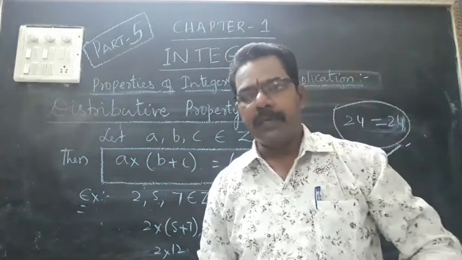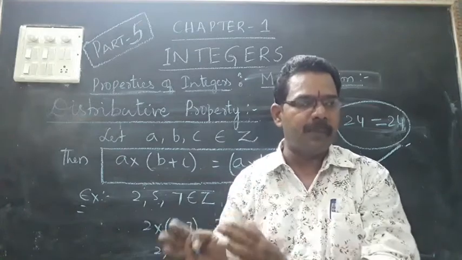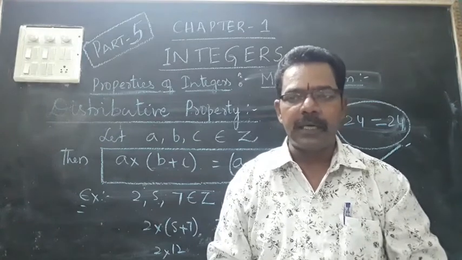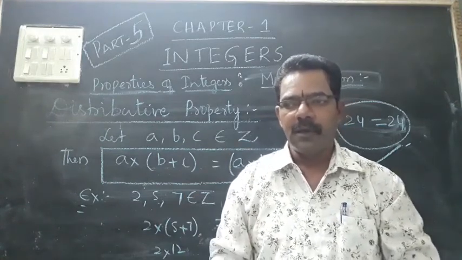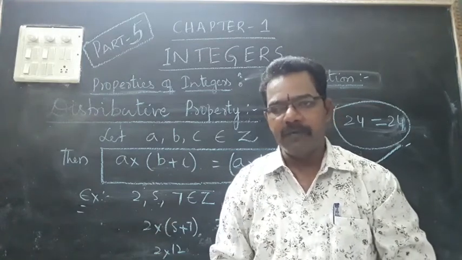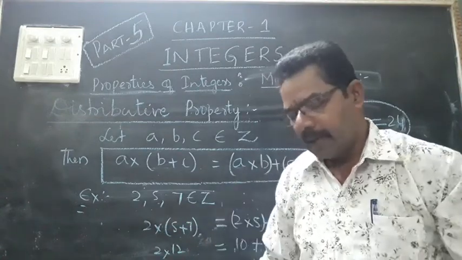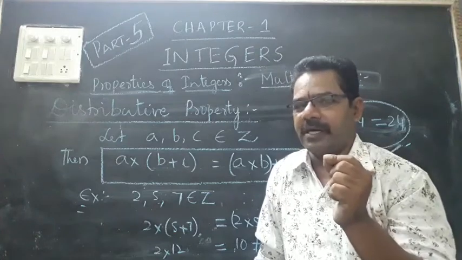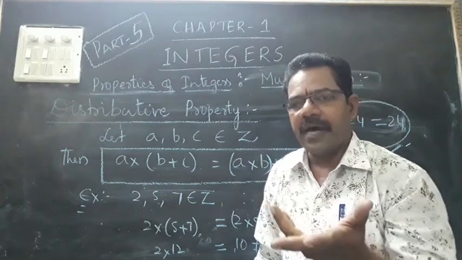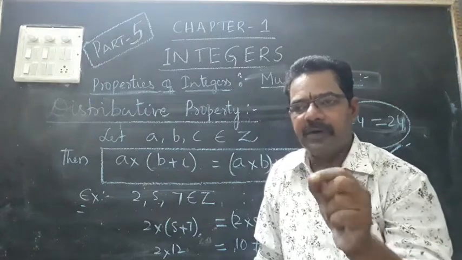Why? Multiplicative inverse means, suppose we have taken 4. 4 should be multiplied with some number to get the answer equal to 1. To get 1, 4 should be multiplied with only 1 by 4. Or we have taken 3, which should be multiplied with 1 by 3. Or we have taken 10, which is multiplied with 1 by 10. Then only we can get 1. But here we have only complete numbers, integers. No fractions are there. No 1 by 10 or 2 by 3 or 5 by 6. Fractions are not there. That's why in integers, the multiplicative inverse cannot be found.